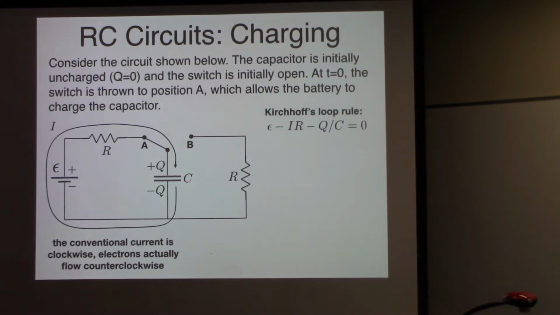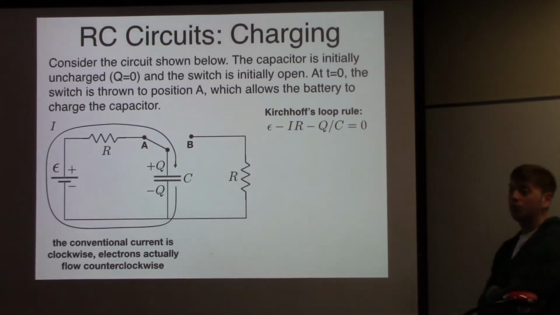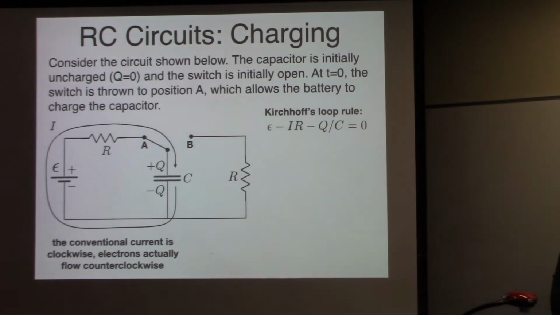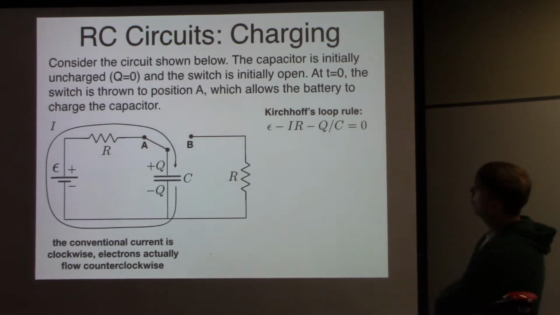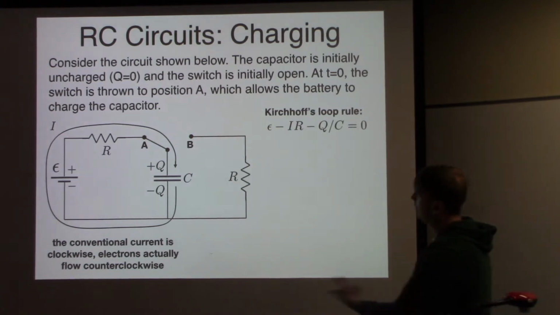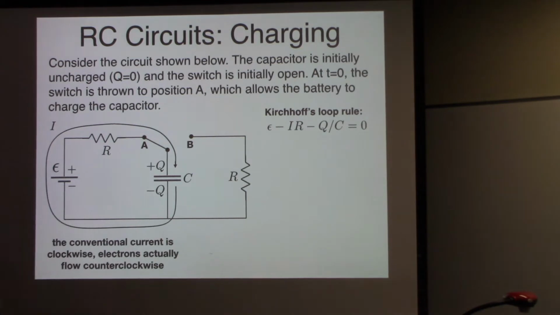Okay, so here's what we're going to do. Much like we did in the previous example, we're going to try to analyze what's going on in terms of current and charge in this circuit in terms of Kirchhoff's loop rule. All right, so if we take the loop that's shown here, and we take it in the clockwise direction, so just follow the current, first thing we do is we go across the battery from negative to positive terminal, which means we have a positive epsilon for this voltage.